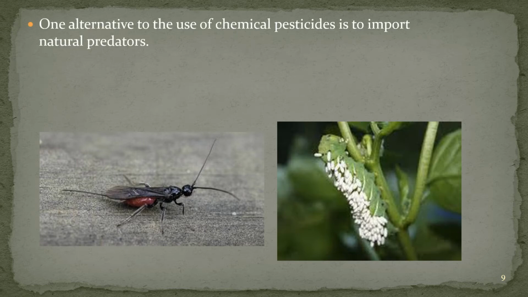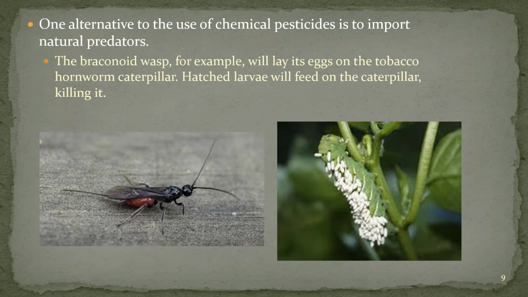One alternative to the use of chemical pesticides is to import natural predators. So here you can see the braconid wasp, which lays its eggs on the tobacco hornworm caterpillar, and also this is the tomato hornworm caterpillar. The hatched larva will feed on the caterpillar and kill it.